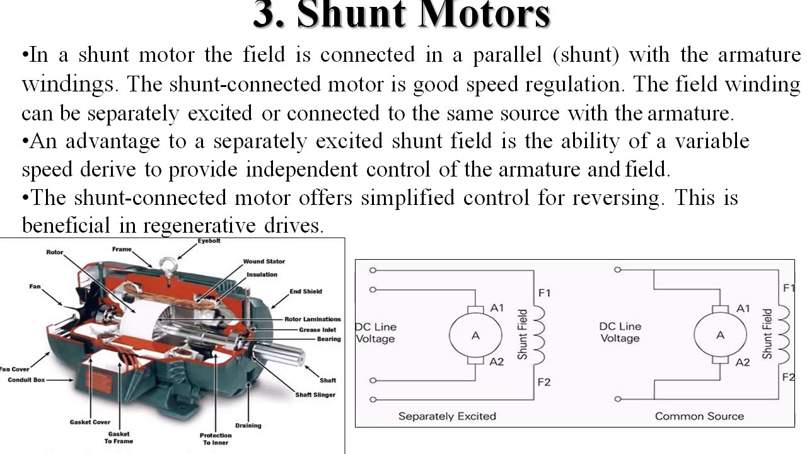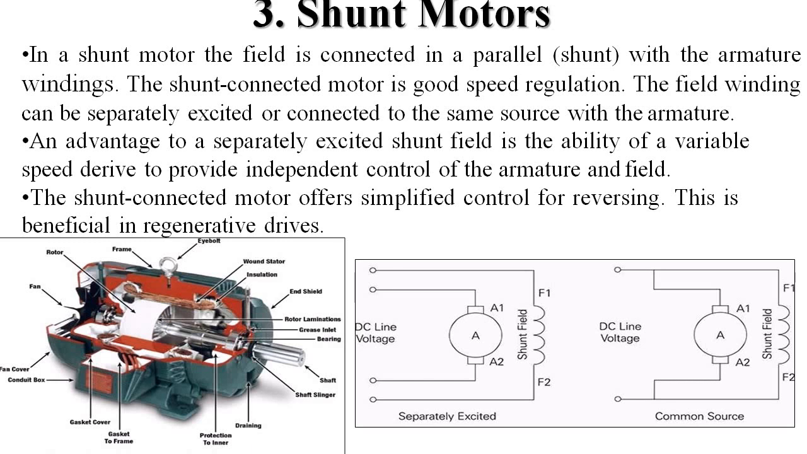Next motor type is shunt DC motors. In case of a shunt DC motor, the field is connected in parallel, or shunt. You can see in another figure, this is one type, where the coil or the field is connected in parallel with the armature. The shunt connected motor has good speed regulation.